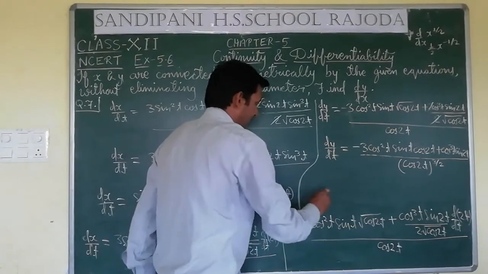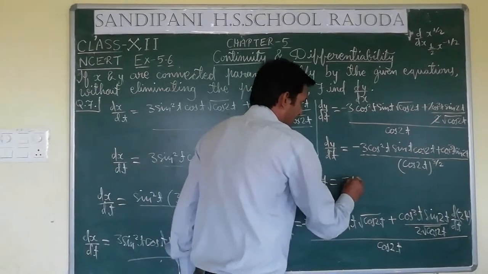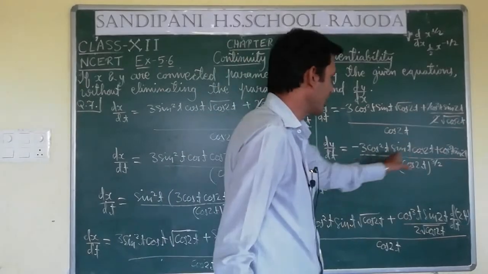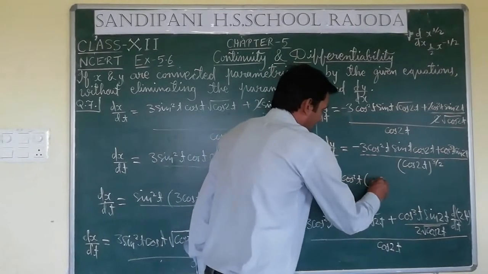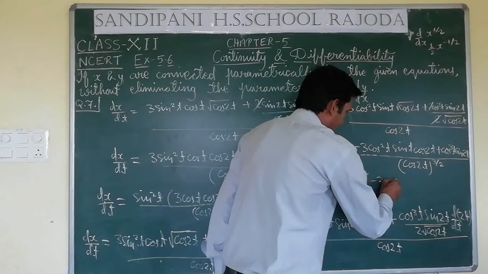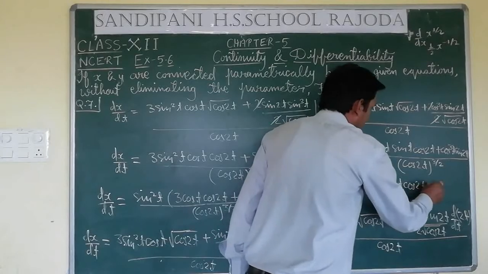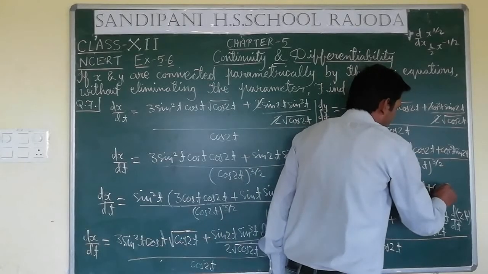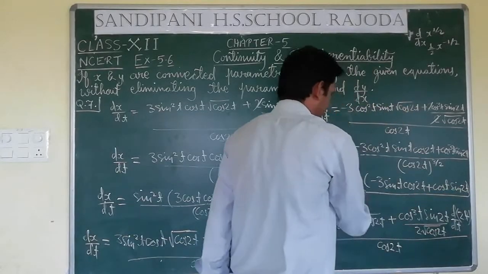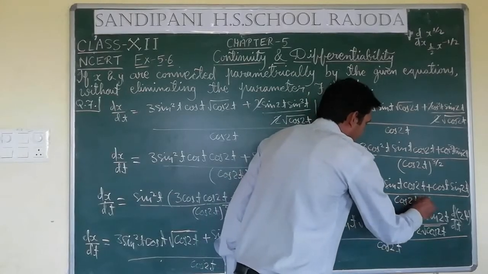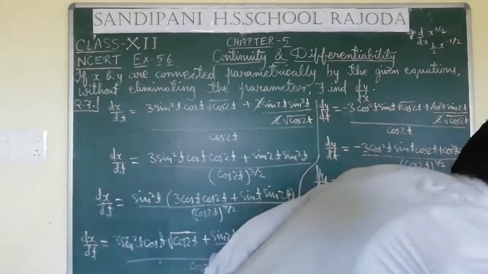And here dy by dt is equal to, here also we can take common cos square t. So cos square t is taken common, so it will become minus 3 sin t cos 2t plus cos t sin 2t upon cos 2t raised to the power 3 by 2. So up to here it is completed.